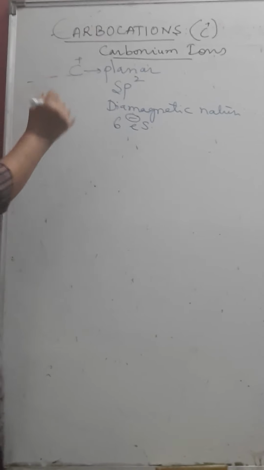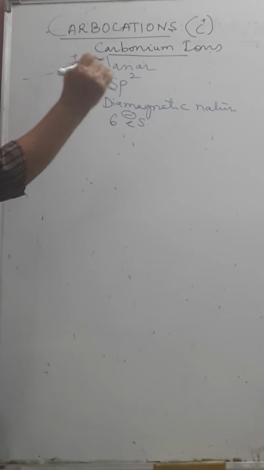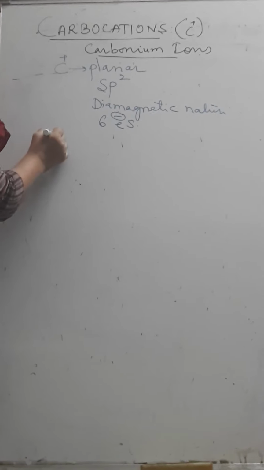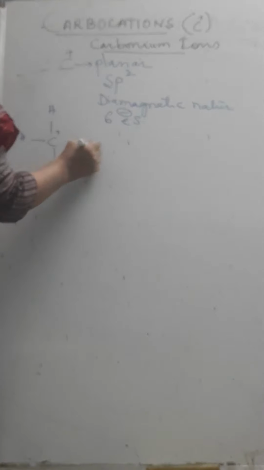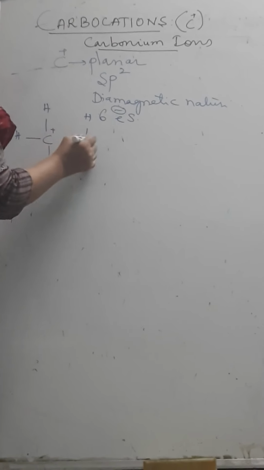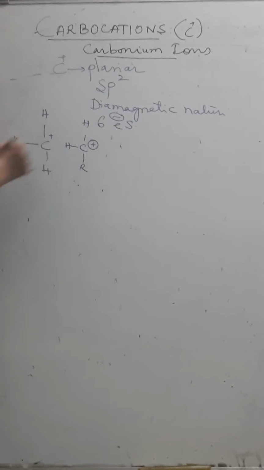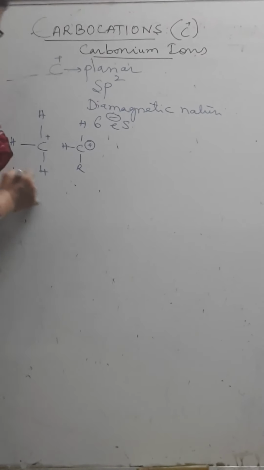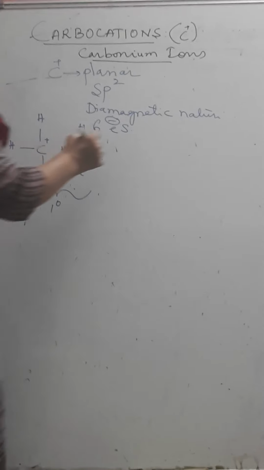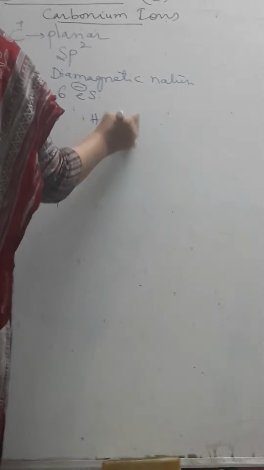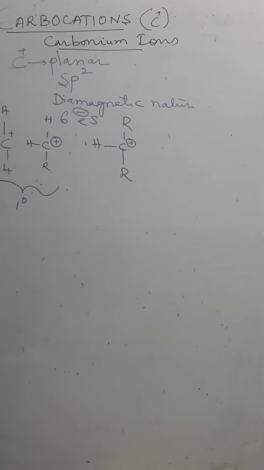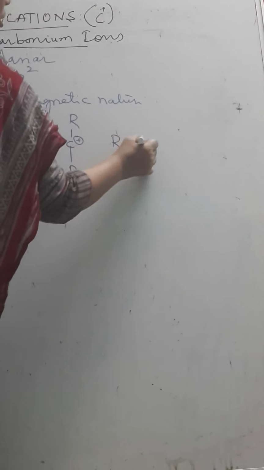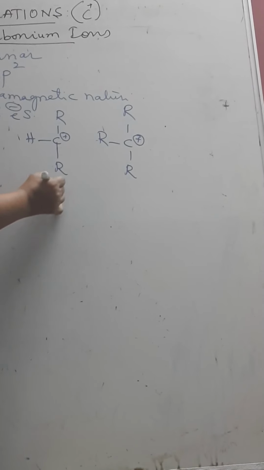Carbocation again is of 3 types: primary, secondary and tertiary. Whenever the carbocation is linked with 3 or 2 hydrogen atoms, it is called primary carbocation. Whenever the carbocation is linked with 1 hydrogen, it is called secondary carbocation, and the carbocation with no hydrogen is called tertiary carbocation.